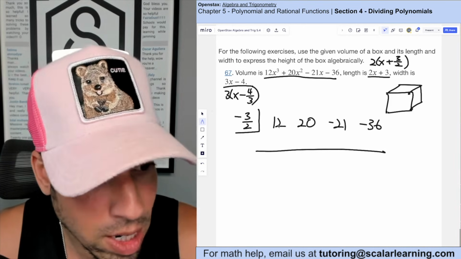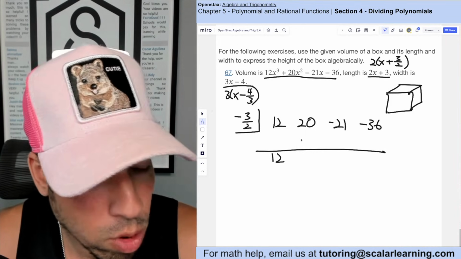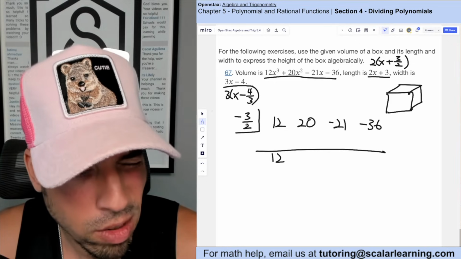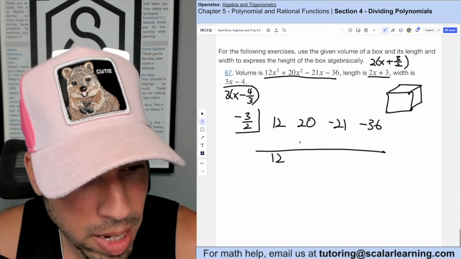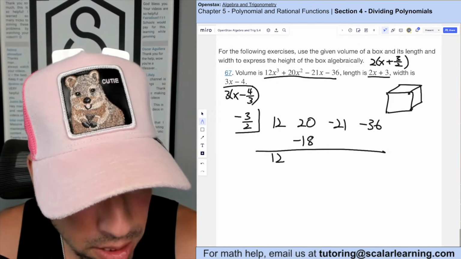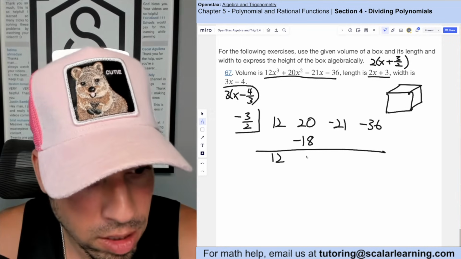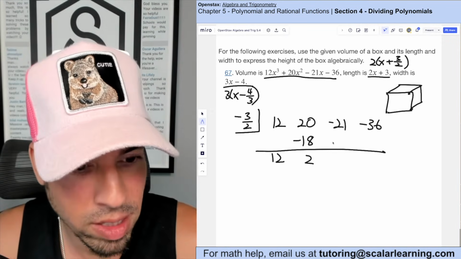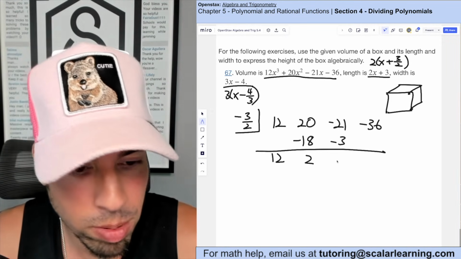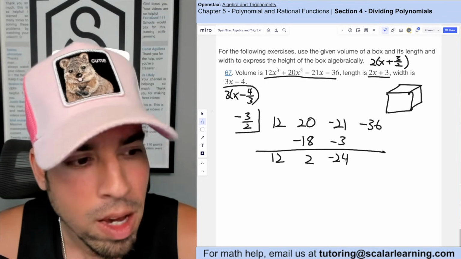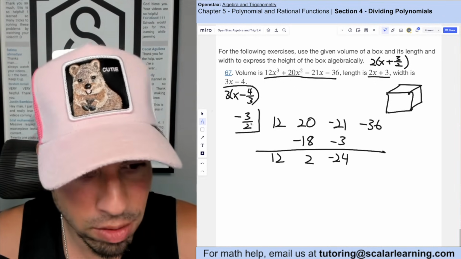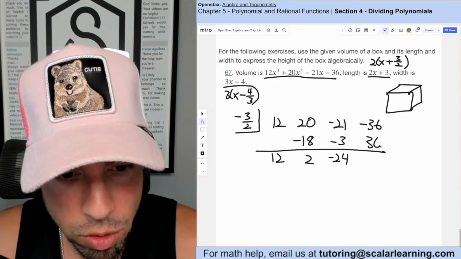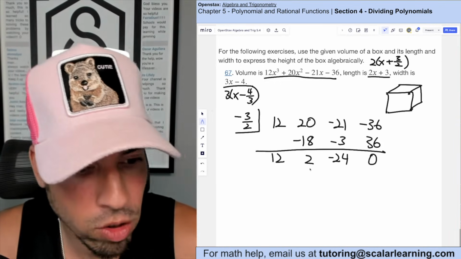And as we carry it out, we drop the 12. 12 times negative 3 halves, that's negative 18, right? Yes, negative 18. 20 plus negative 18 is 2. 2 times negative 3 halves is negative 3. Negative 21 plus negative 3 is negative 24. Negative 24 times negative 3 halves is positive 36, and that's beautiful. We get a nice remainder of 0.